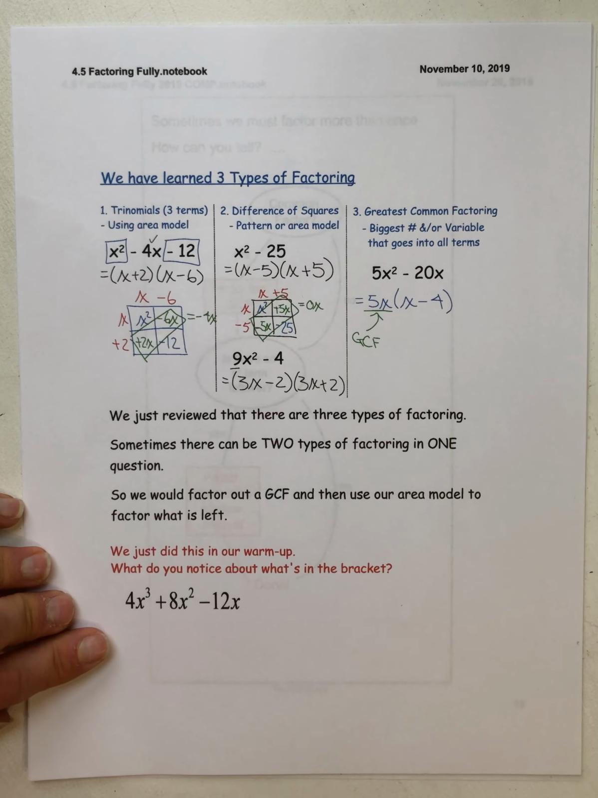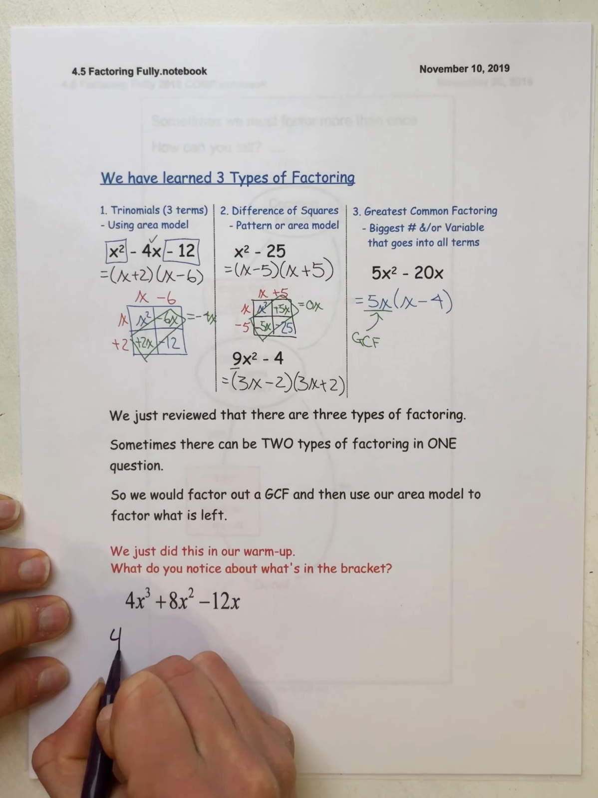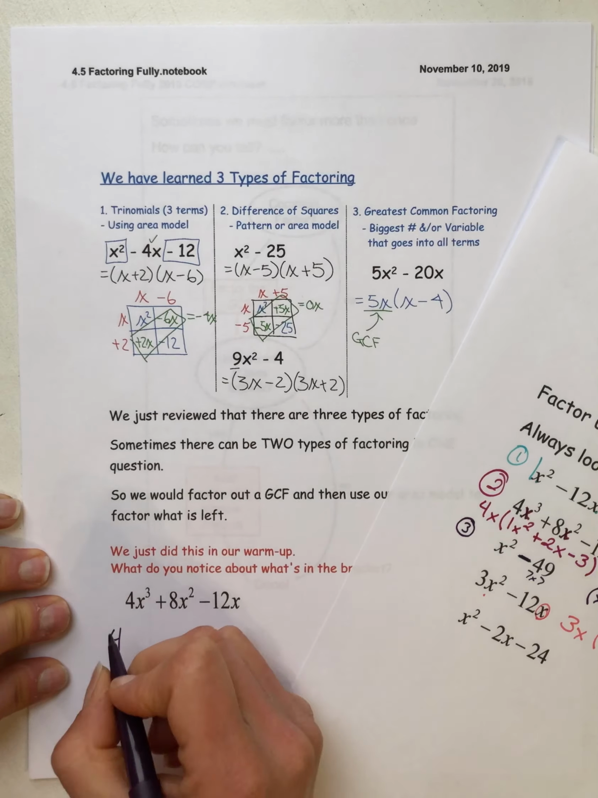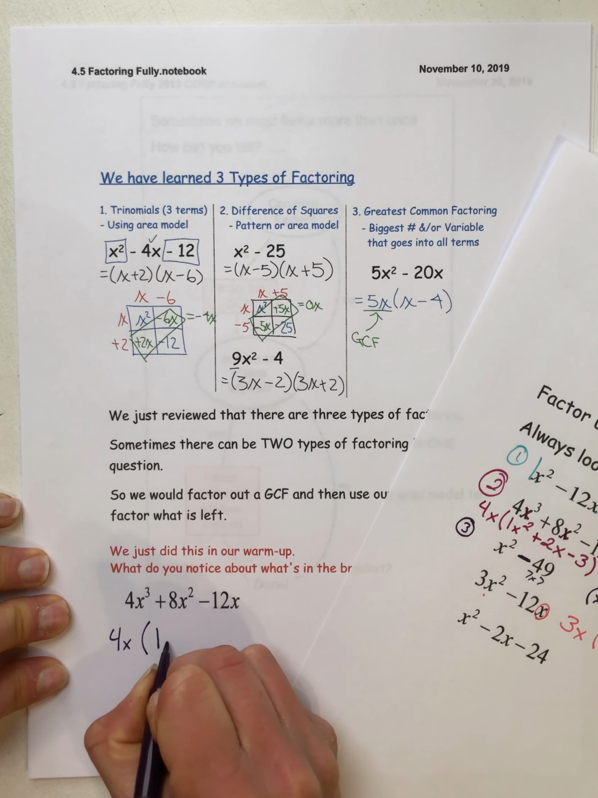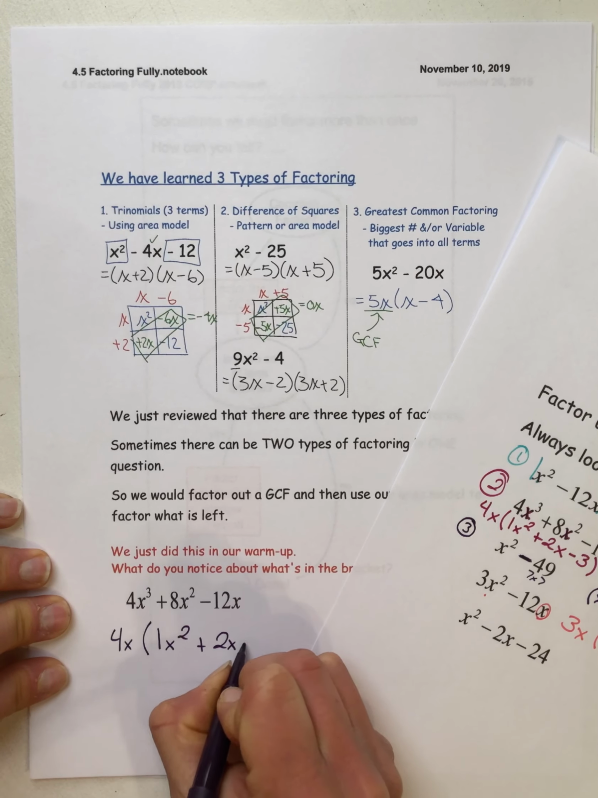So when we take a look at this question, we already did this one. We pulled out the 4 out front. We did it on this page, right? We pulled the 4 out front and then x out front. And then we put the remaining leftover inside of it, 2x minus 3.